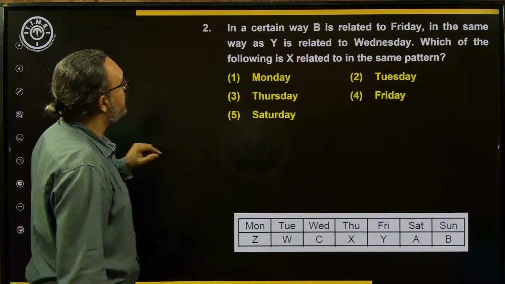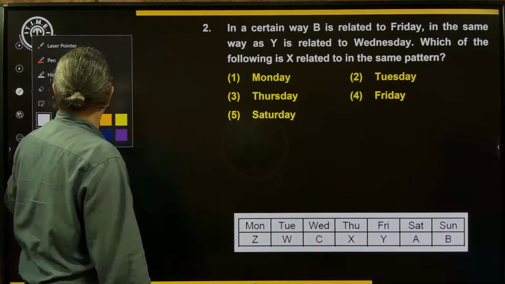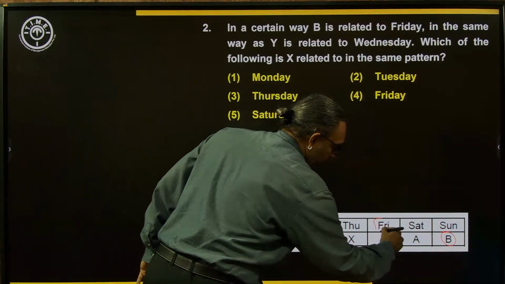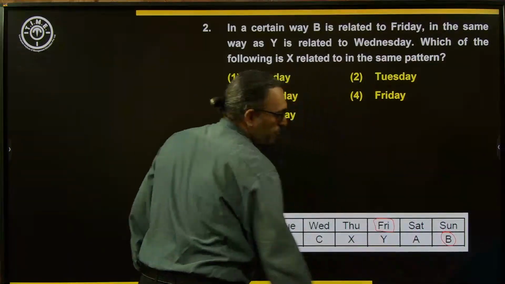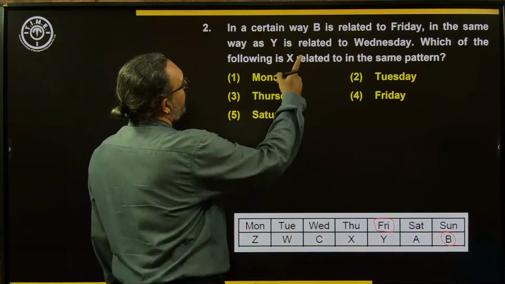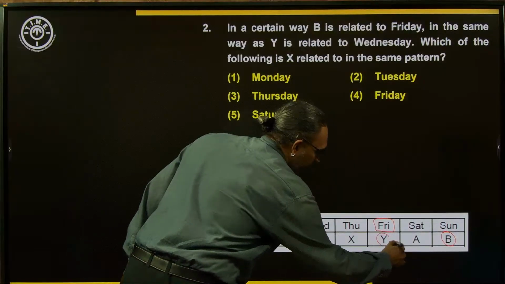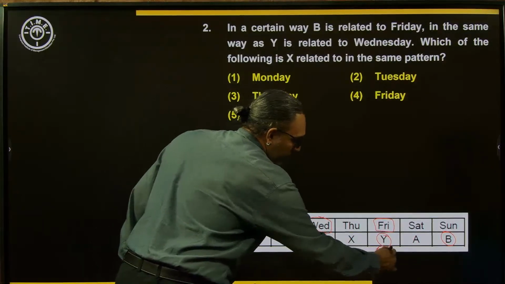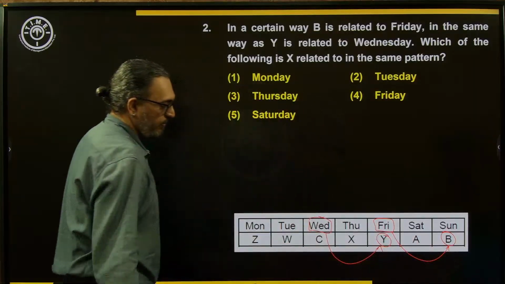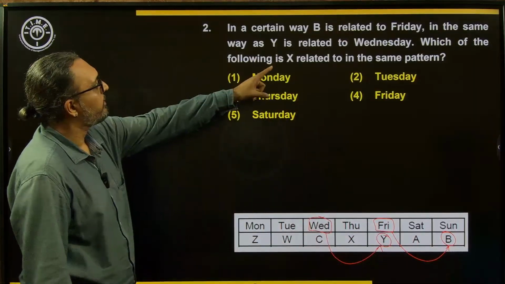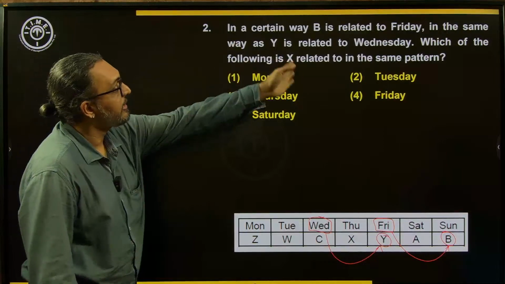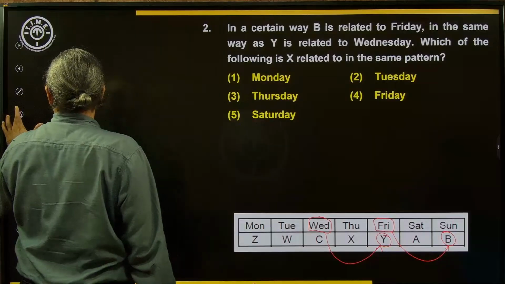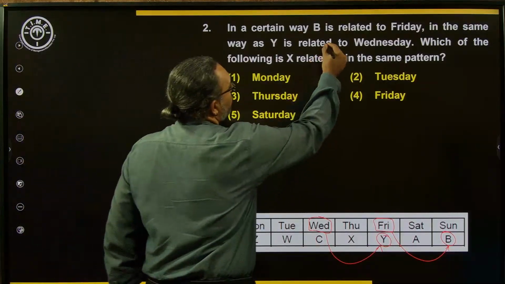Then in a certain way, B is related to Friday. So let us check how that is. B is here, and B is related to Friday. So the person is after, in the alternate position, with a gap of 1 day. In the same way, Y is related to Wednesday. Again, it's the same: the person is after the day in the alternate position. Now, following the same pattern, which of the following is X related to? This is where you need to be careful and understand the data, the word related.